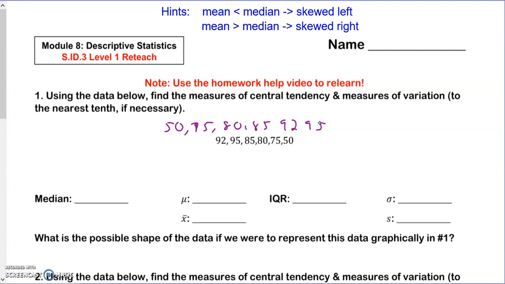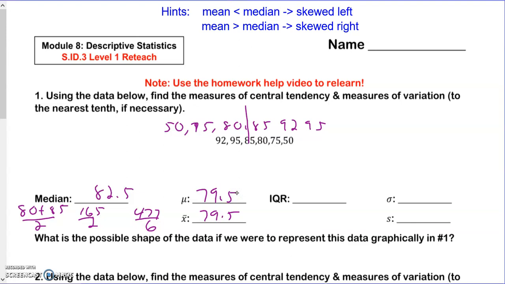Now, the median is the middle number. There's 6 points in my data, so it's going to be between 80 and 85. So I add those together and divide by 2, and you should get 82.5. Now, the population mean and the regular mean are the same number. You add up all these numbers, 50, 75, 80, 85, 92, and 95, and you get 477. I divide by 6, and I get 79.5.